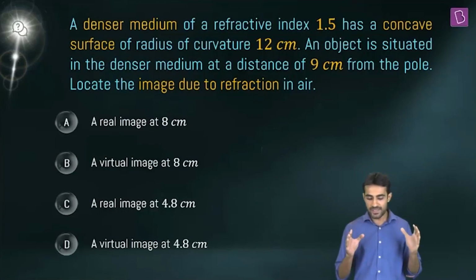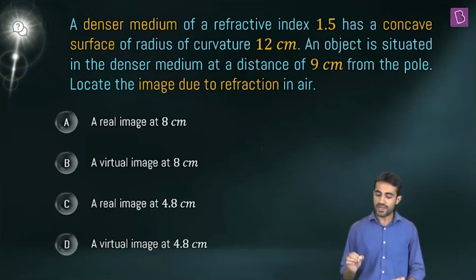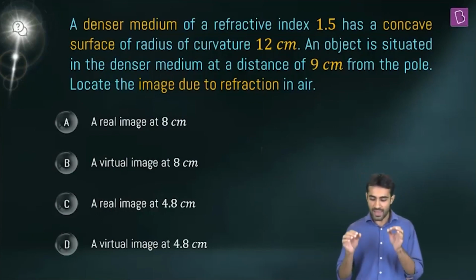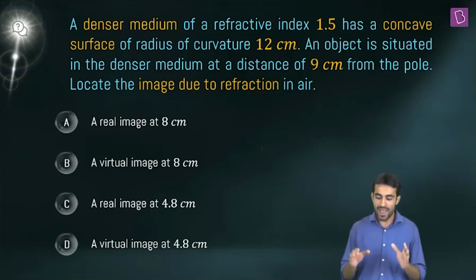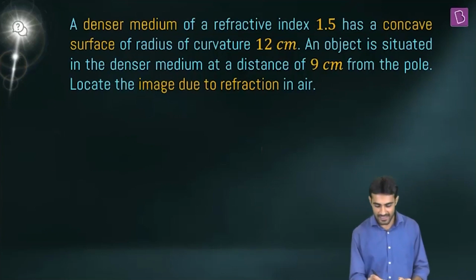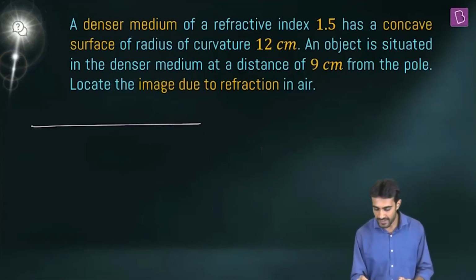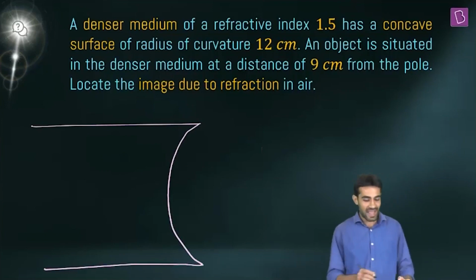A denser medium, this means an optically denser medium of refractive index 1.5, has a concave surface of radius of curvature 12 centimeter. Now let me draw the curved surface. So this is our optically denser medium and this is the curved surface. And you can see it is concave. It is like a cave.